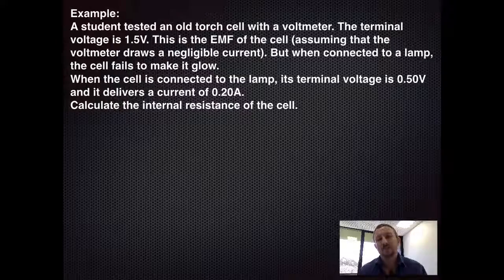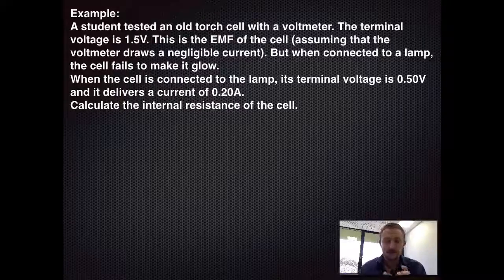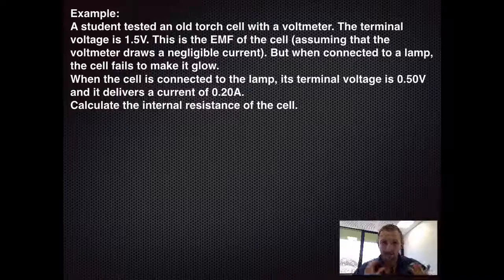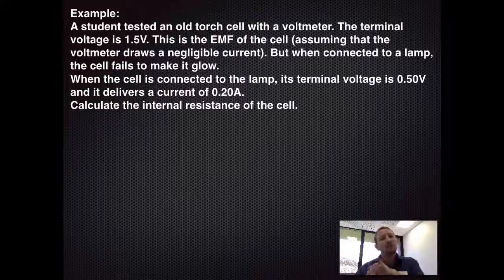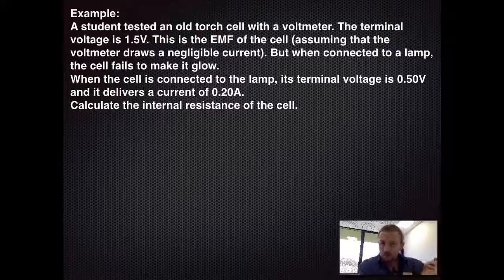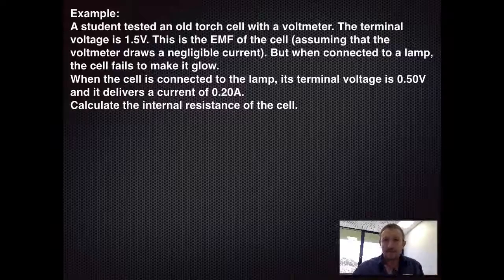Now the terminal voltage is 1.5 volts. Now this basically means that there is an EMF in the chemical, which is pushing 1.5 joules per coulomb of energy down one end. So it's all trying to push. So these are our people. The chemical is our people trying to push a group down to one end. Now, assuming that the voltmeter draws a negligible current, we're basically saying that there's no energy loss.